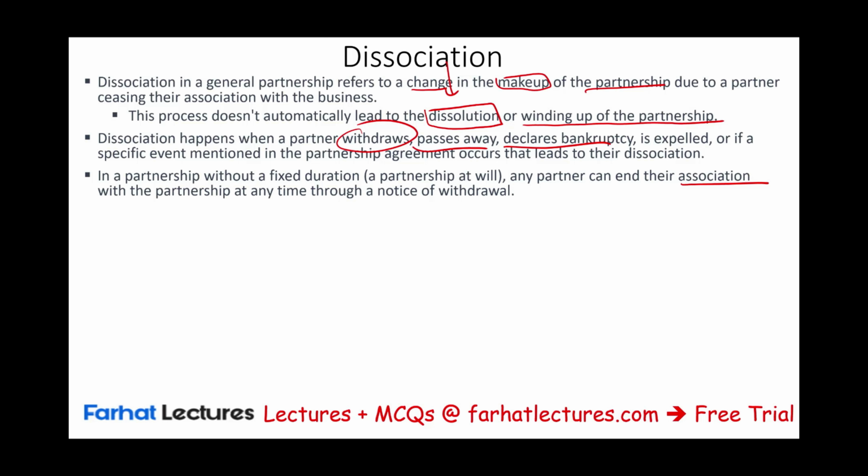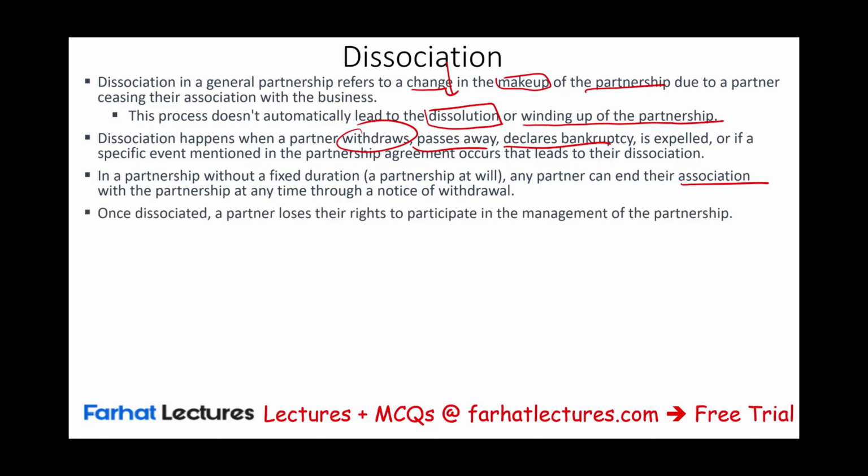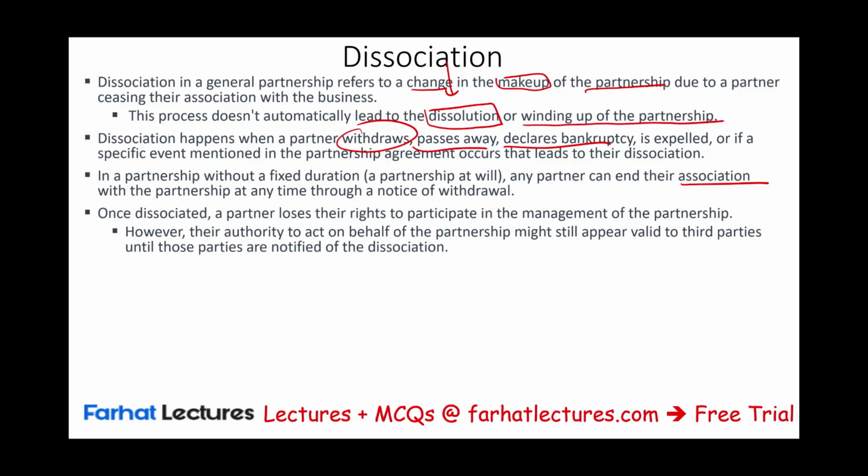There might be some legal consequences to it, if there's any agreement between you and the other partners. Otherwise, you could always withdraw for sure. No one can force you to stay in a partnership. Once dissociated, a partner loses the right to participate in management of the partnership. However, you might still have what's called apparent authority. So you can no longer manage the partnership, but in the eyes of third parties, you might be able to bind the partnership to an agreement, because in the eyes of third parties, you might still have apparent authority.